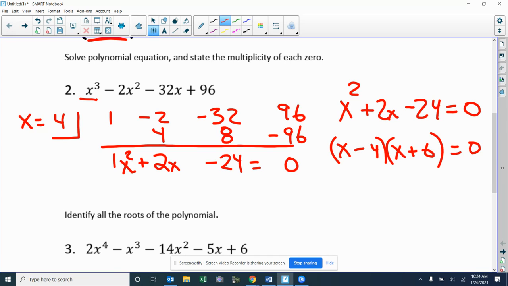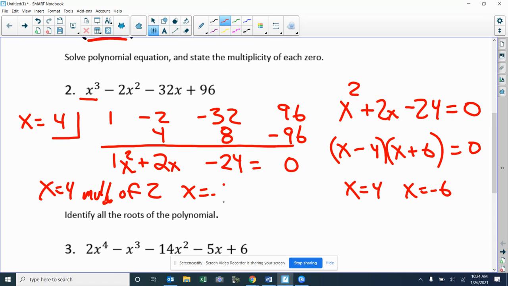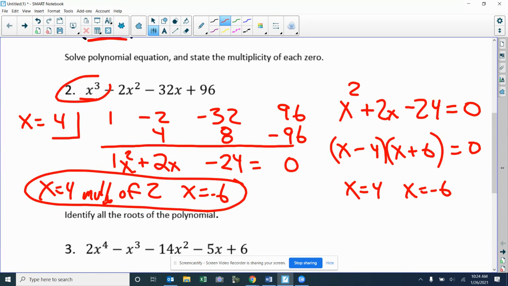So we're gonna finish this up by solving. So here x is 4, and here x is -6. So it does state the multiplicity, which we do have here. X equals 4. It has a multiplicity of 2, okay? And your other root is x equals -6. So there are your 3 roots from that polynomial of degree 3.